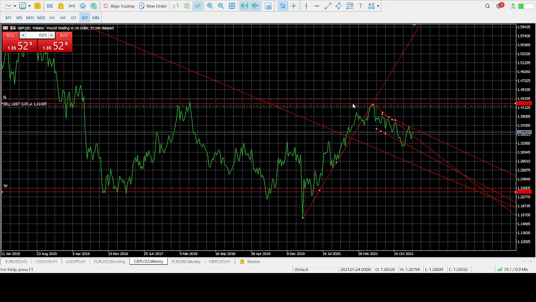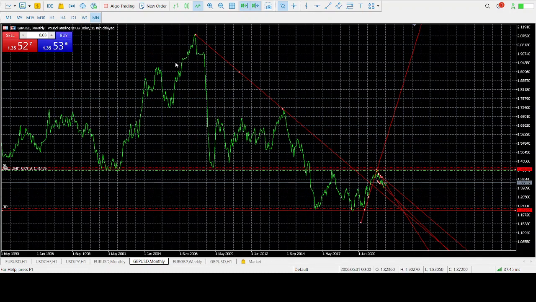But on the weekly, we are still going up, and this would be just a minor correction. On the monthly, we see it perfectly. This is a superb resistance level. So it's highly likely that the price will reach this level and bounce off of it.